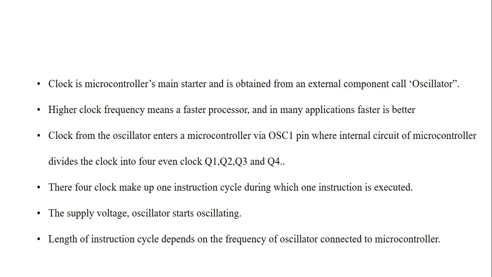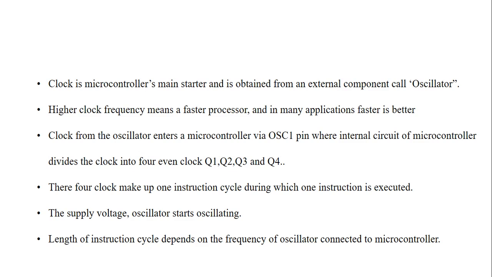So the clock is the microcontroller's main starter, and it is obtained from an external component called an oscillator. It may be an RC oscillator, a crystal oscillator, or we can give an external clock pulse from the function generator. The clock rate is typically referred to as the frequency at which the clock generator of the processor can generate the pulse. This pulse is used for synchronization between the tasks of the microcontroller.